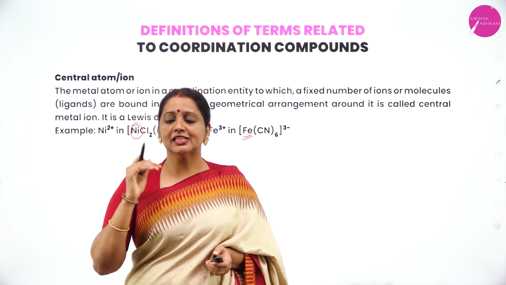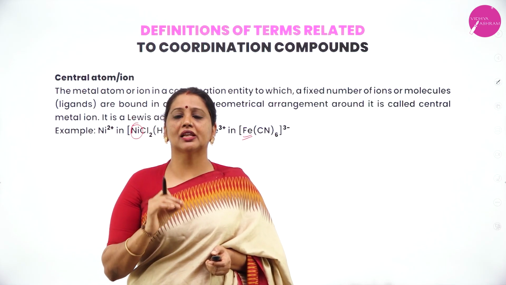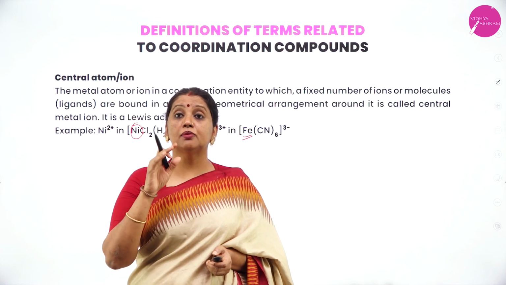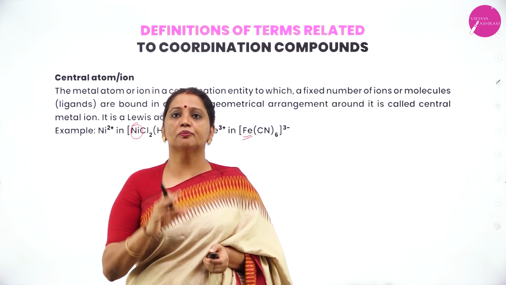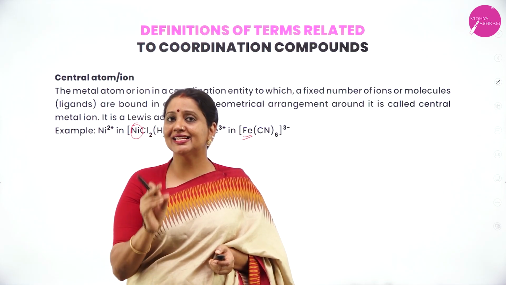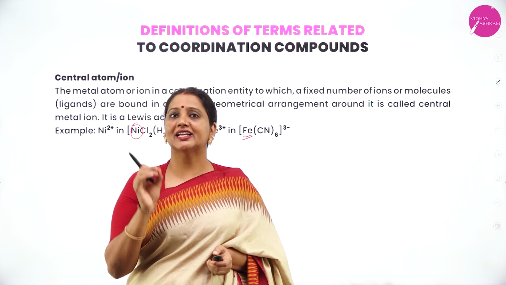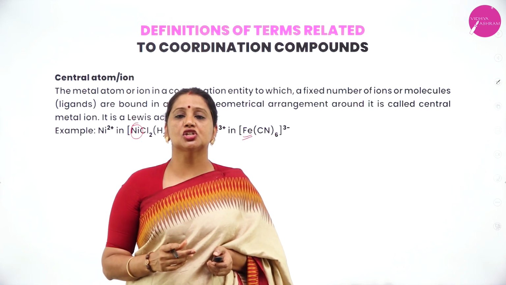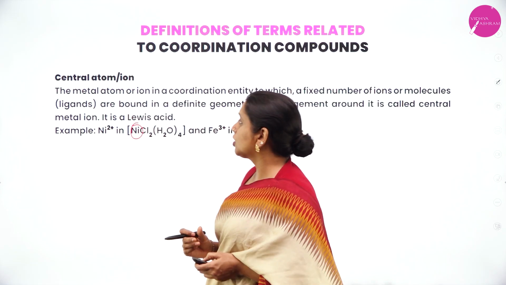Observe, usually central metal atoms are only d-block elements. Already I discussed that d-block elements form coordination compounds because of their small size, high ionic charge, and the presence of vacant d orbitals. They have the capacity to form coordination compounds or complex salts.